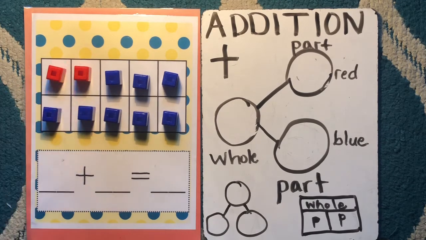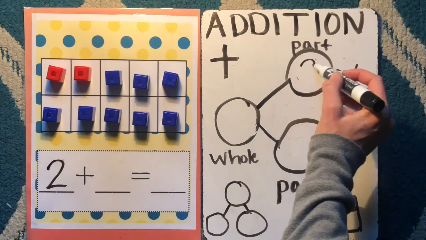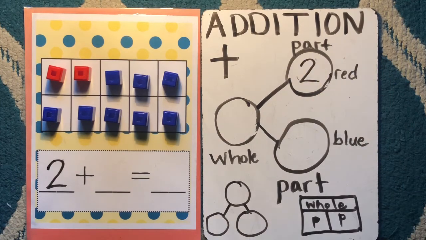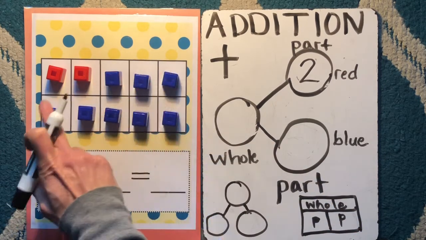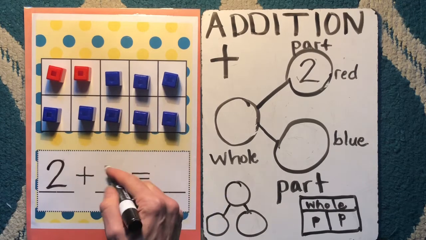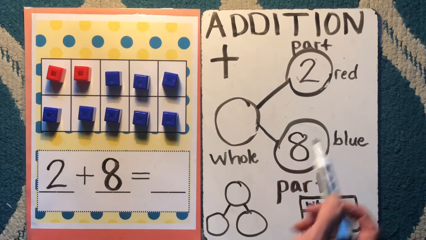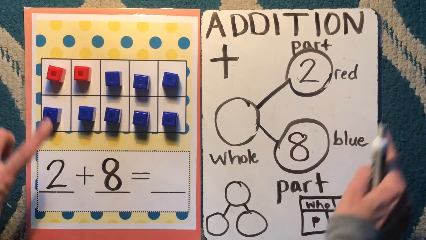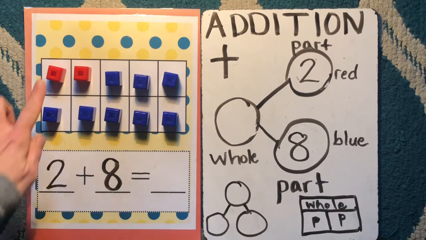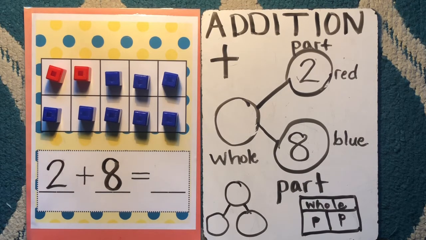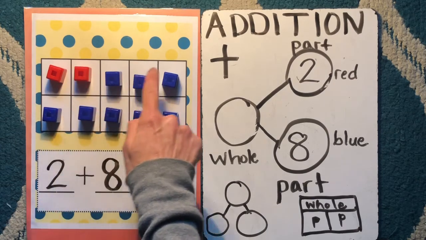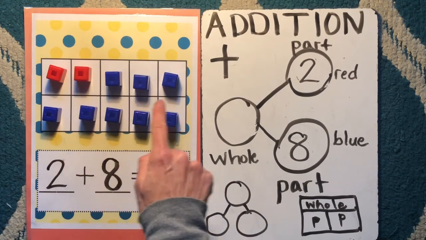I've got two red cubes. I'm gonna put that into my number bond, 2 red cubes. And let's count how many blue, how many we have in our other part. 1, 2, 3, 4, 5, 6, 7, 8. We have 8 blue cubes. So one of our parts is red, the other part is blue. We have 2 red, 8 blue. Let's see how many we have all together. 1, 2, 3, 4, 5, 6, 7, 8, 9, 10.